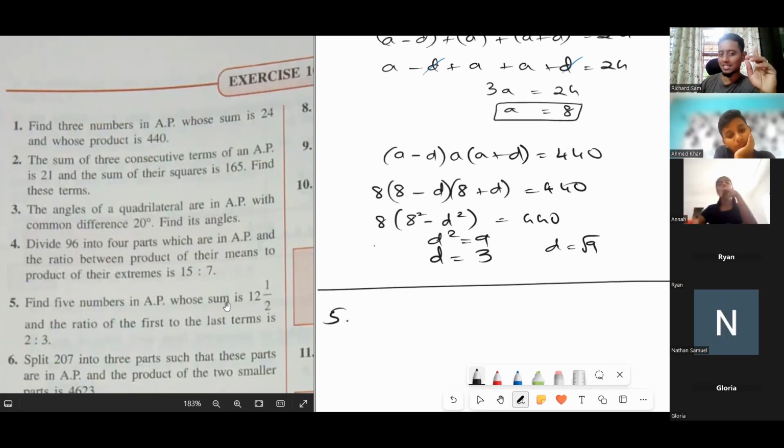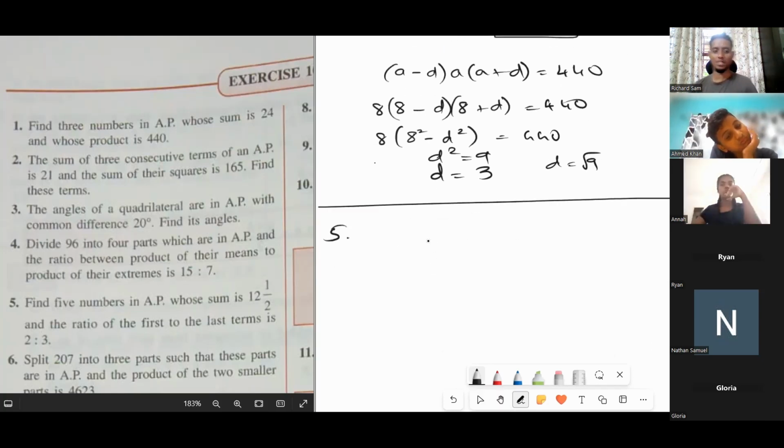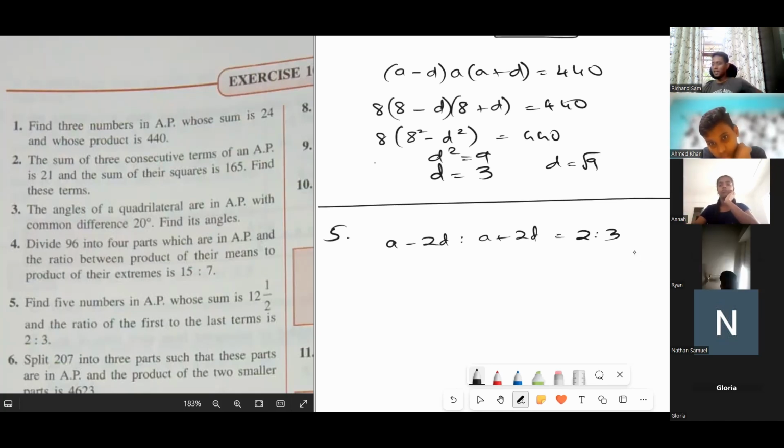The first equation is that the sum is 12 1 by 2. So when you add all of that, you'll get 12 1 by 2. Second equation is the ratio of the first to the last term is 2:3. What's the first number? A minus 2D. And the last number is A plus 2D. Out of the 5 terms that you took, these are the first and the last term. Their ratio is 2:3.